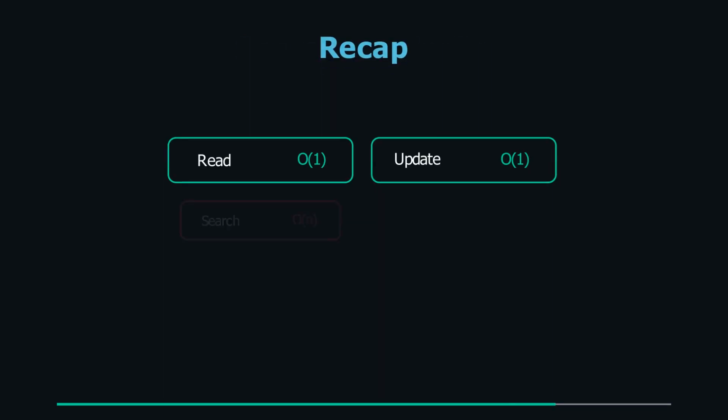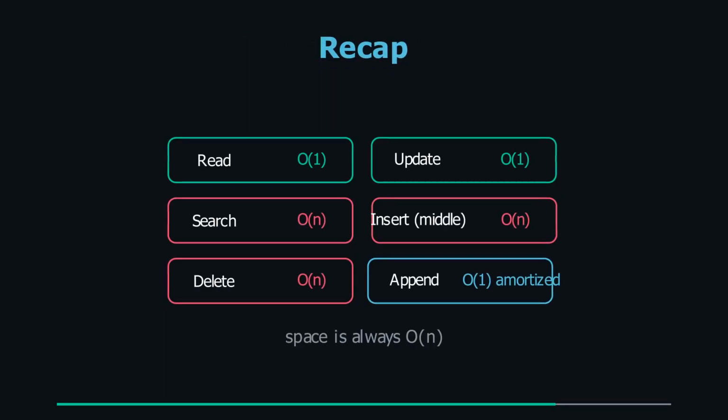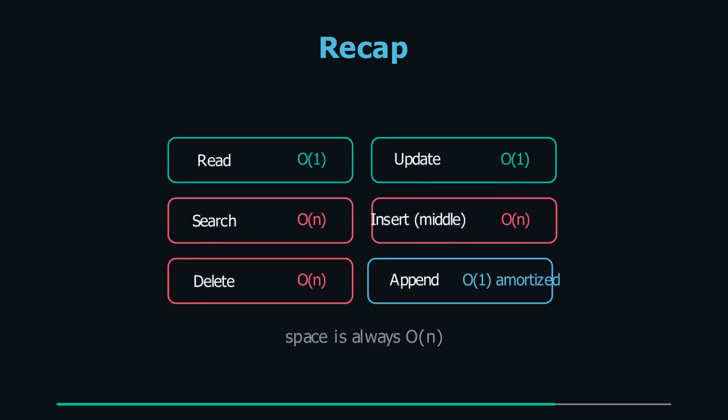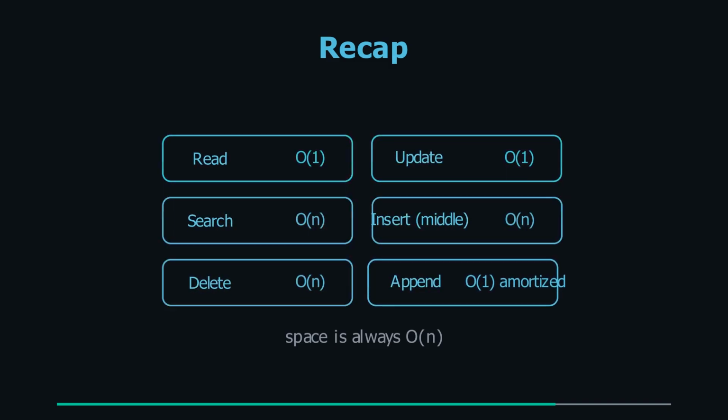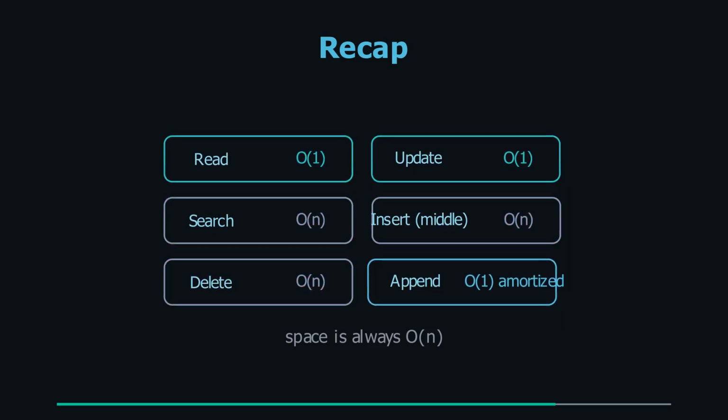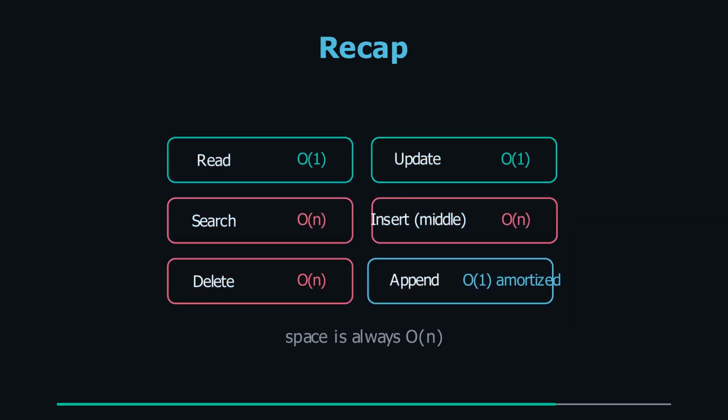Let's recap. Reading and updating by index are O(1). Searching, inserting in the middle, and deleting are O(n). Appending at the end is amortized O(1). And space is always O(n).